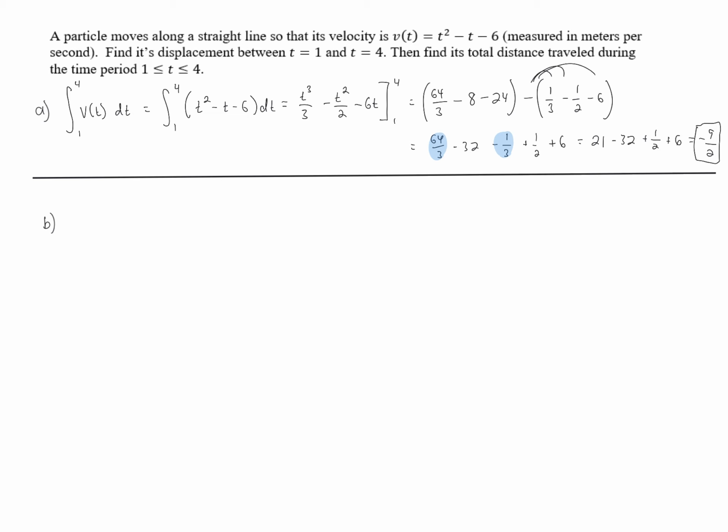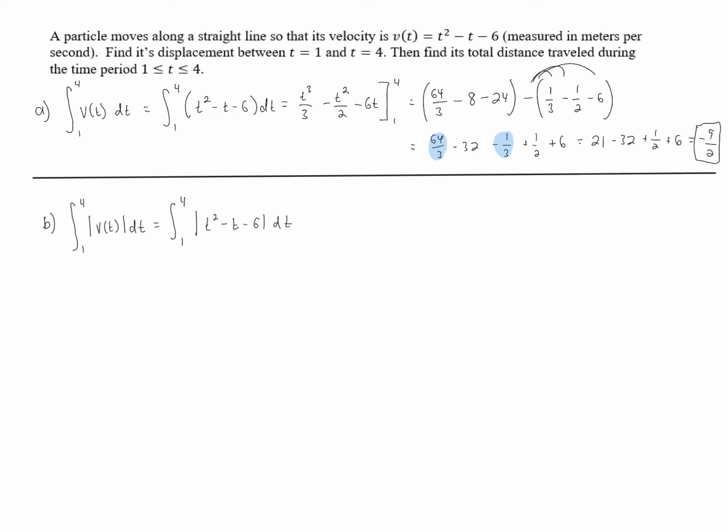Now, the second part is a little bit more complicated. To find the total distance traveled, what we need to do is integrate the speed instead of the velocity, and speed is the absolute value of velocity, at least when we're dealing with something moving in one dimension. When things are moving in multiple dimensions, it gets trickier, but that's not something that we're worrying about here. So what we're going to need to do is integrate from 1 to 4 the absolute value of t squared minus t minus 6 dt.